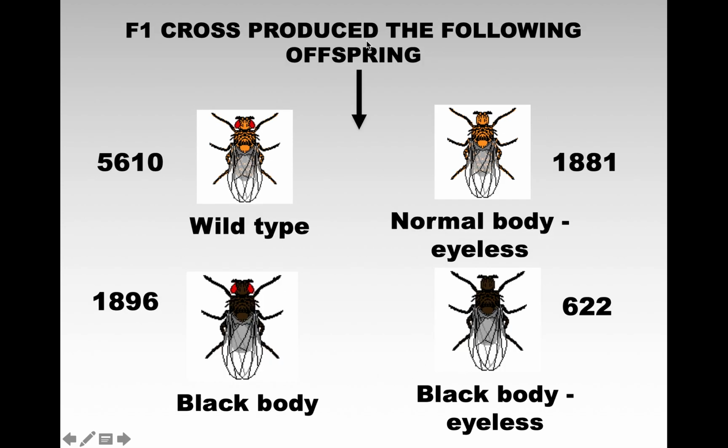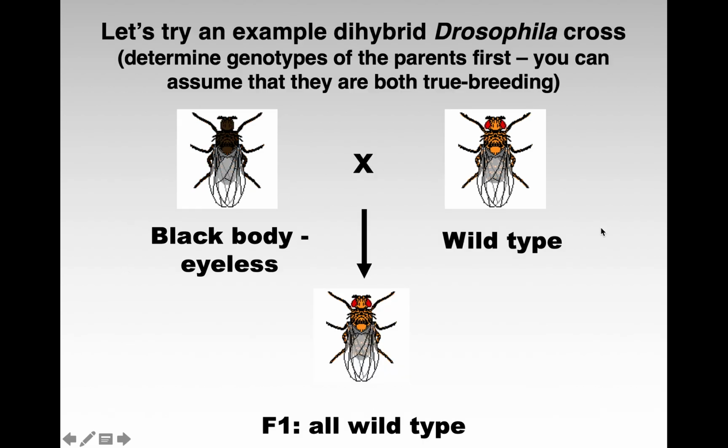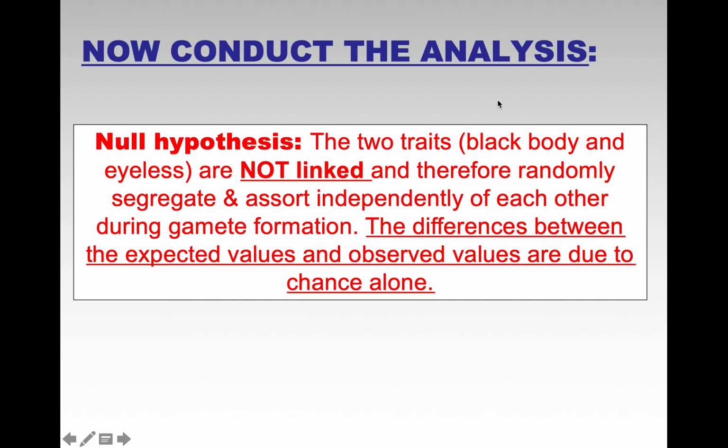The F1 cross, when you cross the F1, which is what we expect, but we're now looking at the numbers of these, right? So to conduct the analysis, we always have to have a null hypothesis. In this case, the two traits are not linked and therefore segregate and assort independently. In other words, the differences between the expected and the observed are due to chance alone.